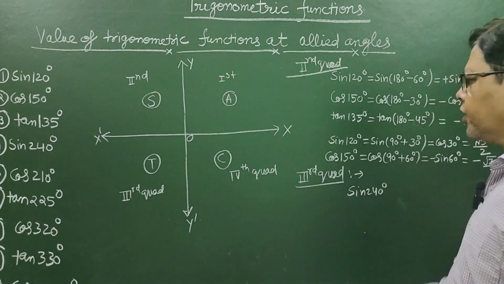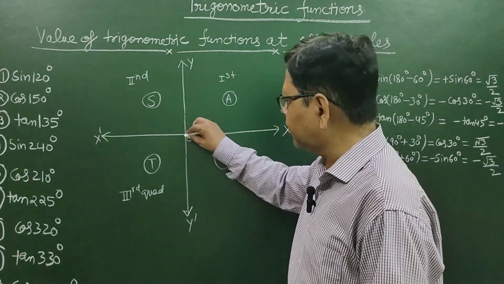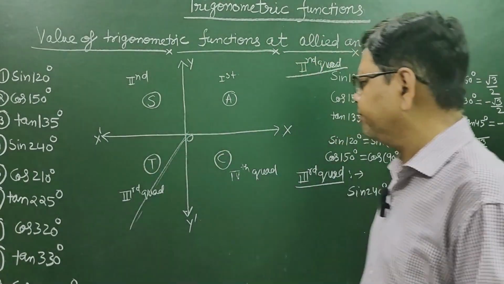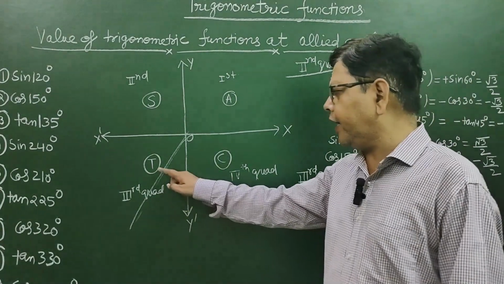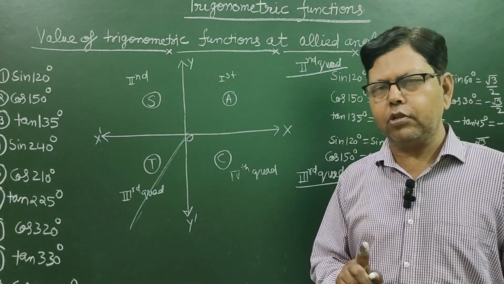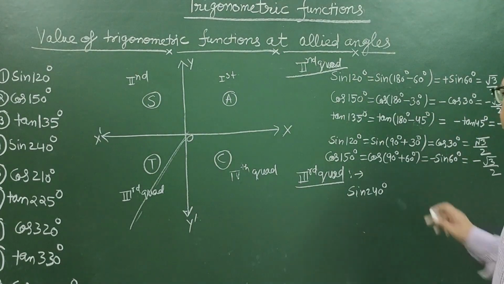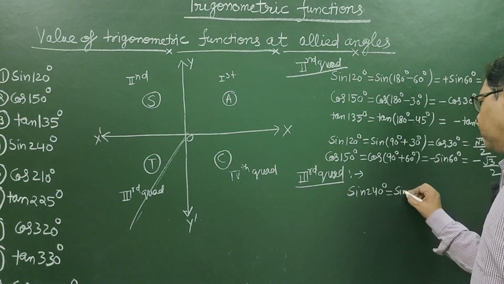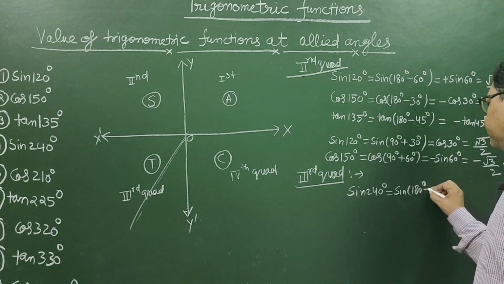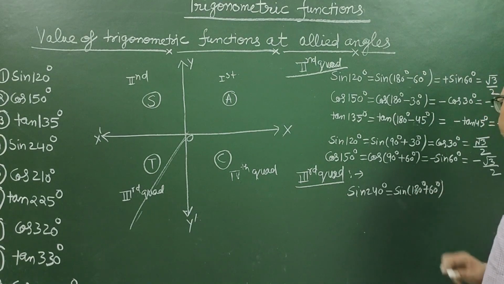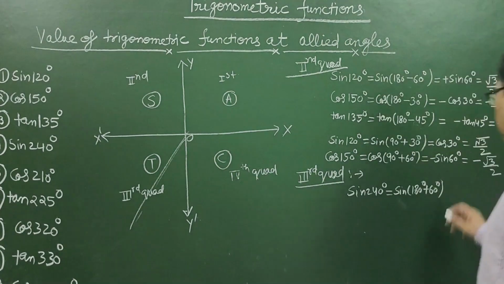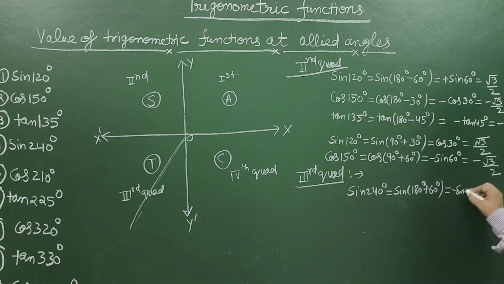Sine 240 degree angle is greater than 180, that is, it lies in the third quadrant. And in the third quadrant, tan and cot are positive. Rest of the trigonometric functions are negative. So sine of 240, first I will write it in the form 180 plus 60. Sine 180 plus theta, you know, in the third quadrant it will be negative. So minus sine 60 is equal to minus under root 3 upon 2.